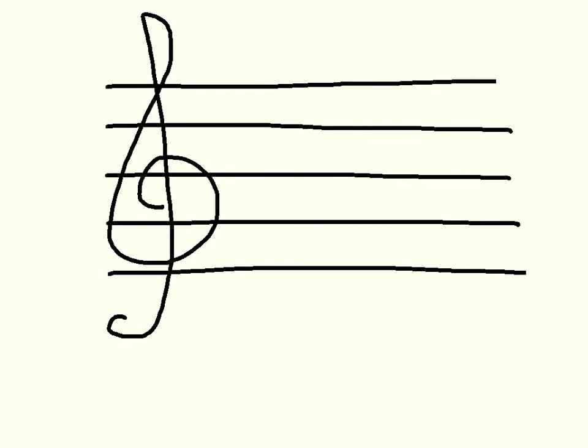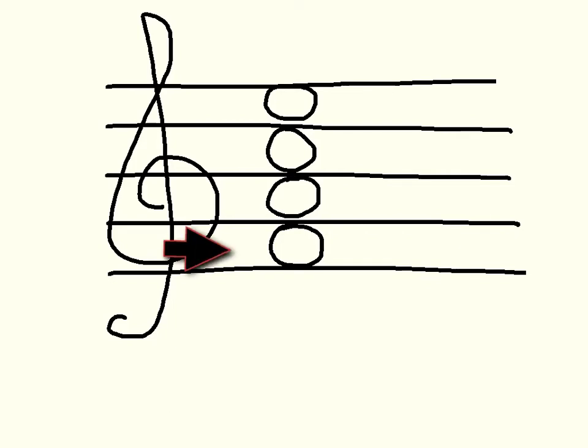Now we'll move on to identifying the space notes of the treble clef staff. So our space notes, once again, live in between the lines, and they are F on the bottom space, followed by A, followed by C on the third space, and E on the fourth space. I'm just going to draw in those letter names.